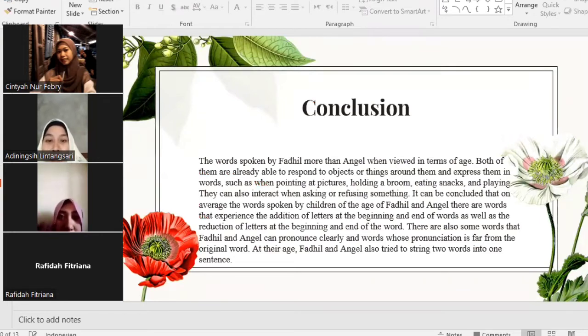Conclusions. The words spoken by Fadil are more than Angel's when viewed in terms of age. Both of them are already able to respond to objects or things around them and express them in words, such as when pointing at pictures, holding a broom, eating snacks, and playing. They can also interact when asking or refusing something. It can be concluded that on average, among the words spoken by children of the age of Fadil and Angel, there are words that experience the addition of letters at the beginning and end of words, as well as the reduction of letters at the beginning and end of the word. There are also some words that Fadil and Angel can pronounce clearly, and words whose pronunciation is far from the original word. At their age, Fadil and Angel also try to string two words into one sentence.